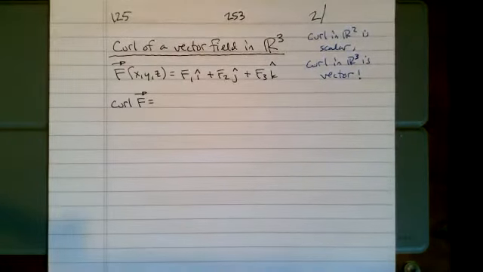Now that we've looked a little bit at the curl in R2, which was a scalar, we're going to start measuring the curl in R3. The curl in R3 is going to end up being a vector. So let's write down what the curl of F is in R3.